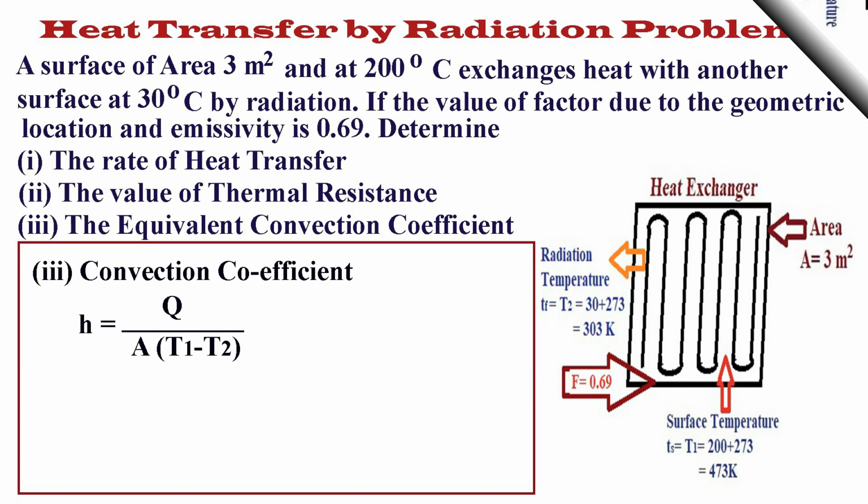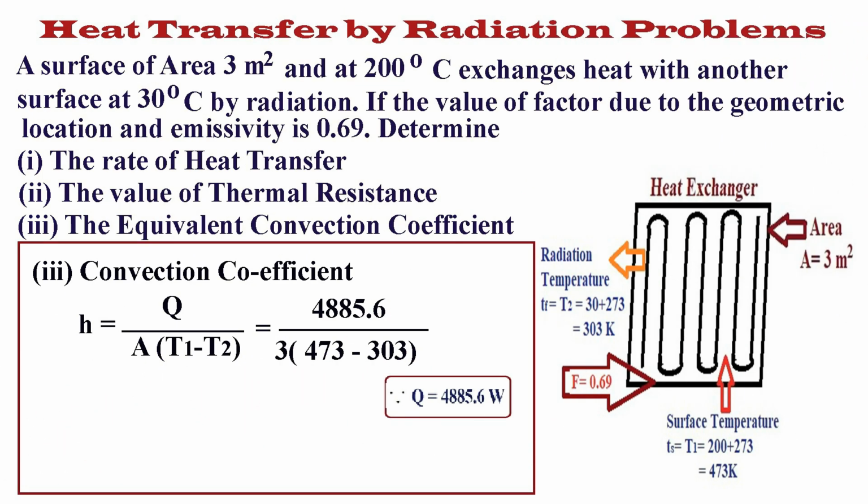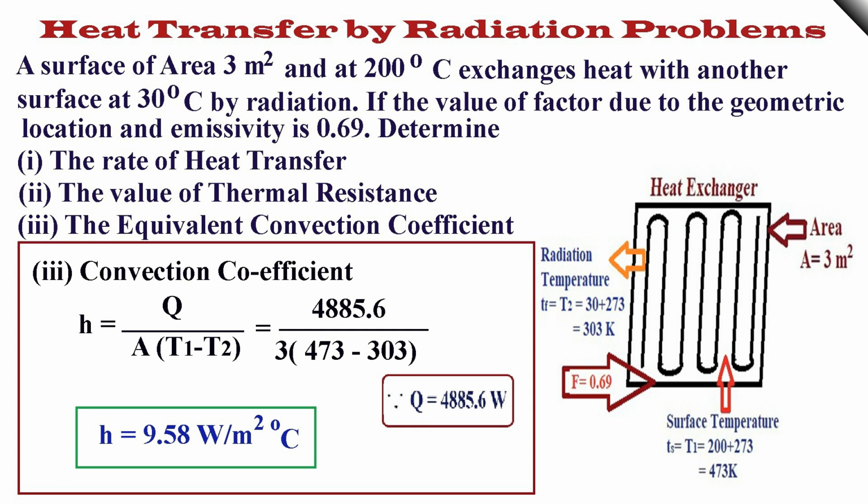So finally the equivalent convection coefficient h. So h is equal to Q divided by A into (T1 minus T2). Here this is the convection process, Q is equal to hA delta T. So now small h is equal to Q divided by A into (T1 minus T2). Now substitute the values in this equation. Previously we calculated Q is equal to 4885.6, area 3, T1 473 and T2 303 Kelvin. So we substitute and calculate the convection coefficient. h is equal to 9.58 watt per meter square degree centigrade.